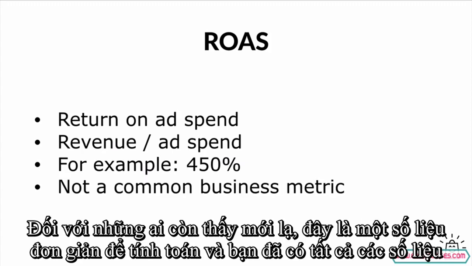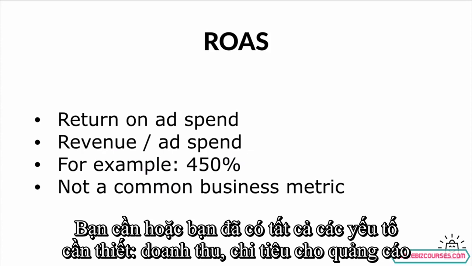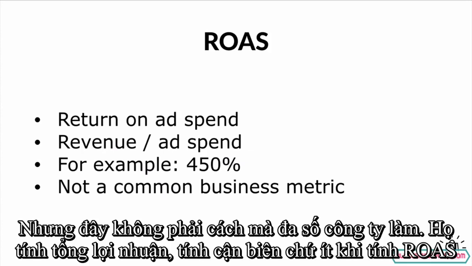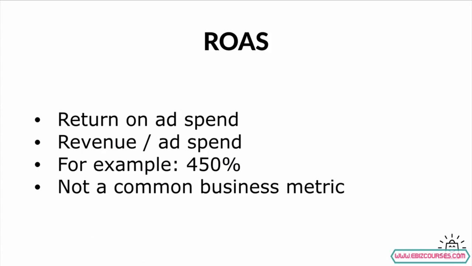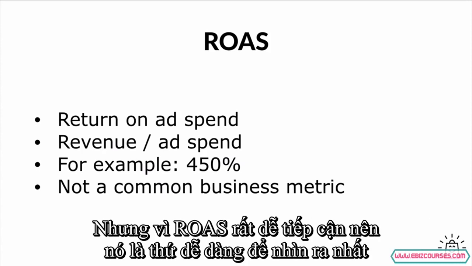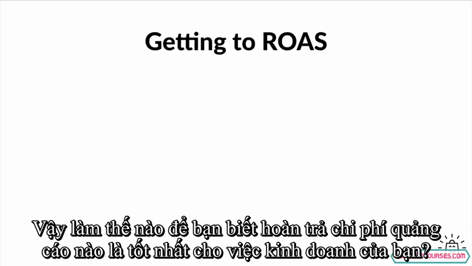For people new to this, it's an easy metric. It's very easy to calculate. You've got all the elements there: you've got revenue, you've got ad spend. But this is not how a lot of companies work. Companies work based on profit, ROI, margin, not always ROAS. But because ROAS is so easily available, it's the easiest to look at. So how do you decide what the best return on ad spend is for your business?